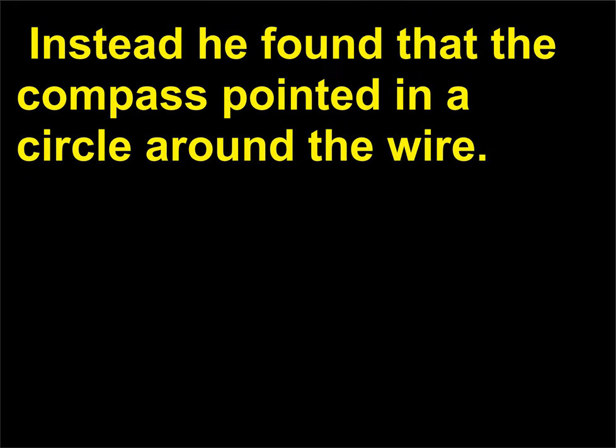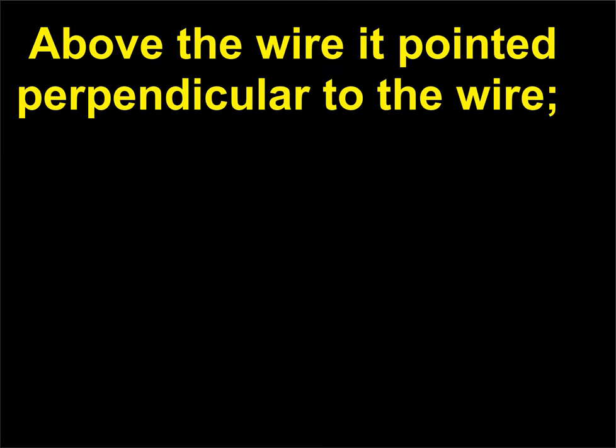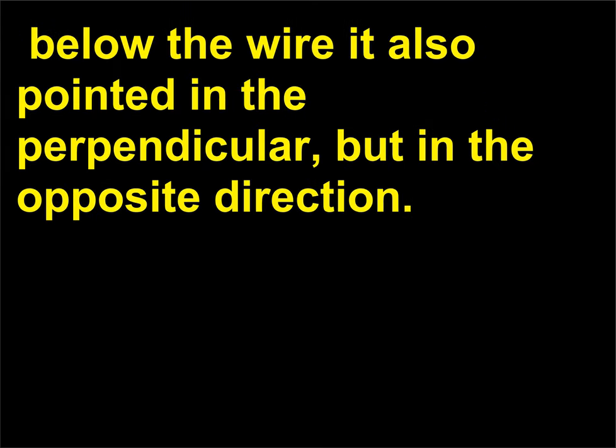Instead, he found that the compass pointed in a circle around the wire. Above the wire, it pointed perpendicular to the wire. Below the wire, it also pointed in the perpendicular, but in the opposite direction.